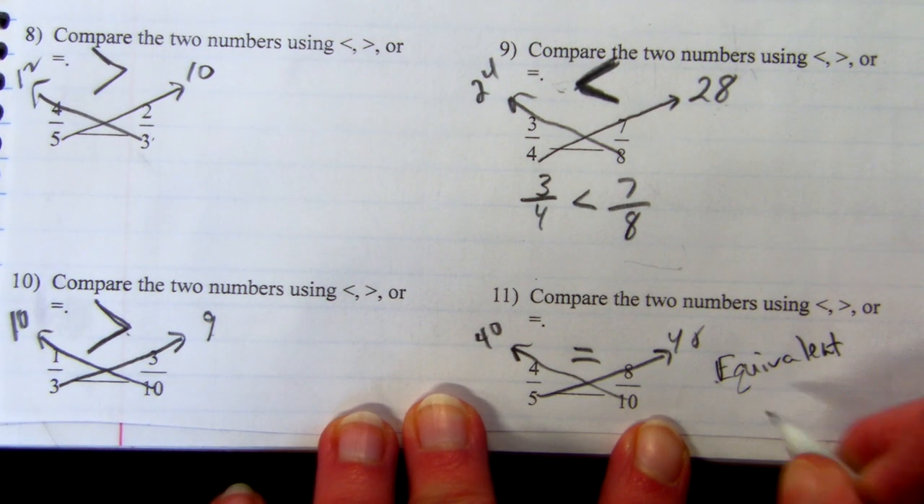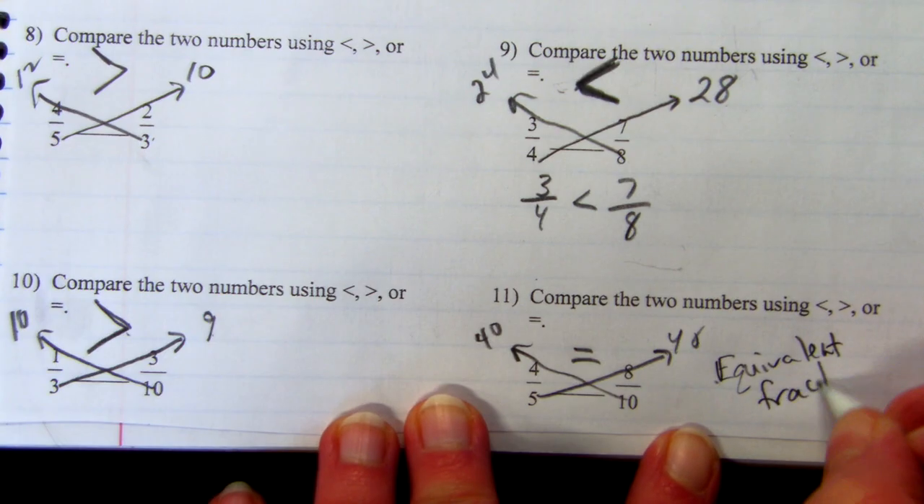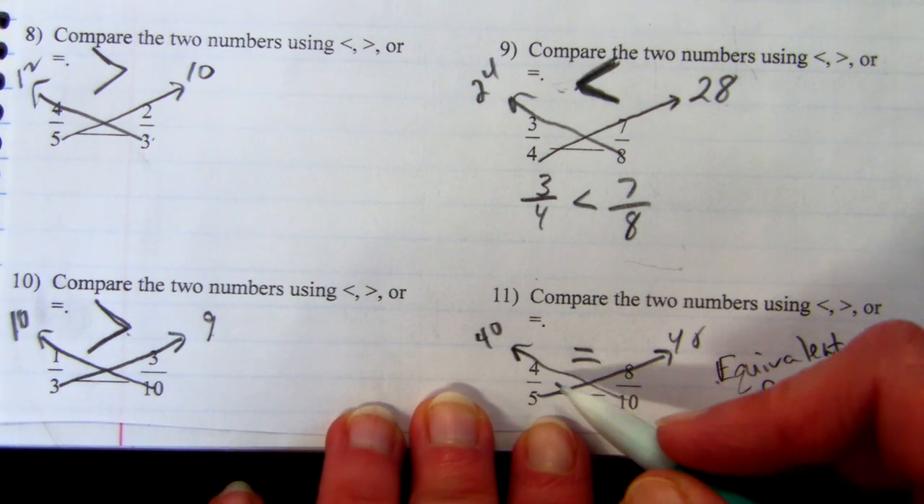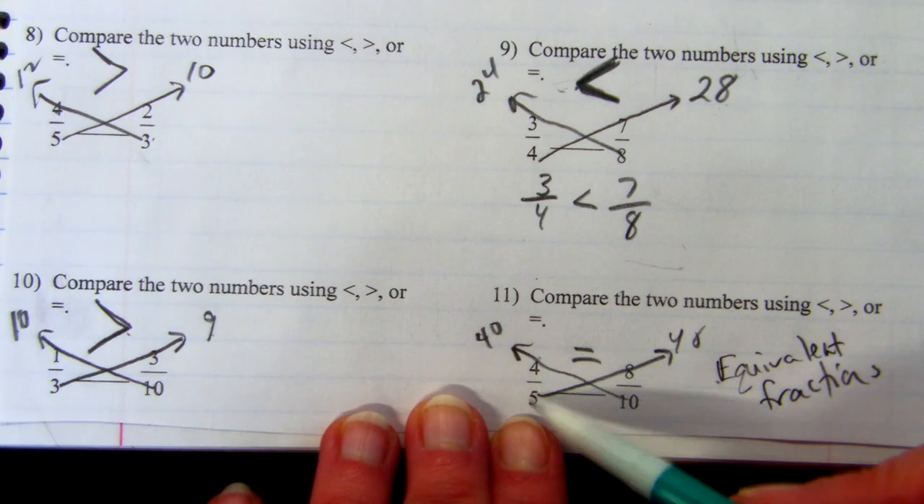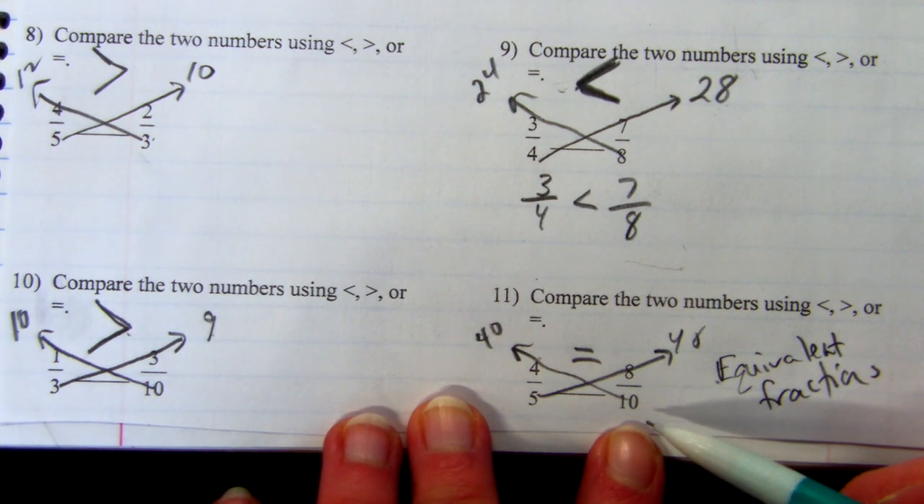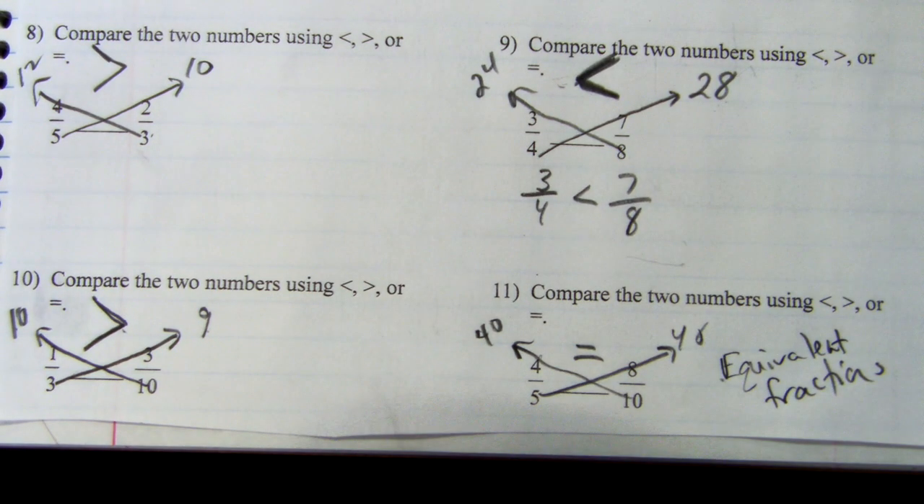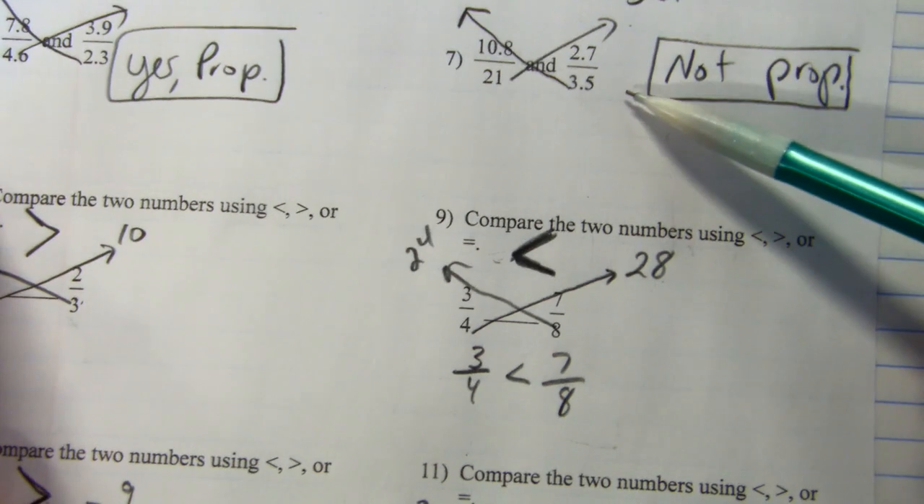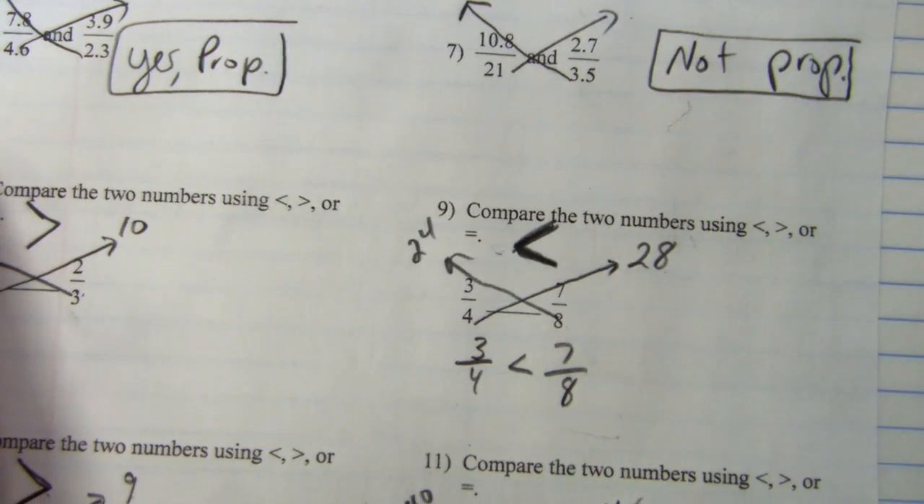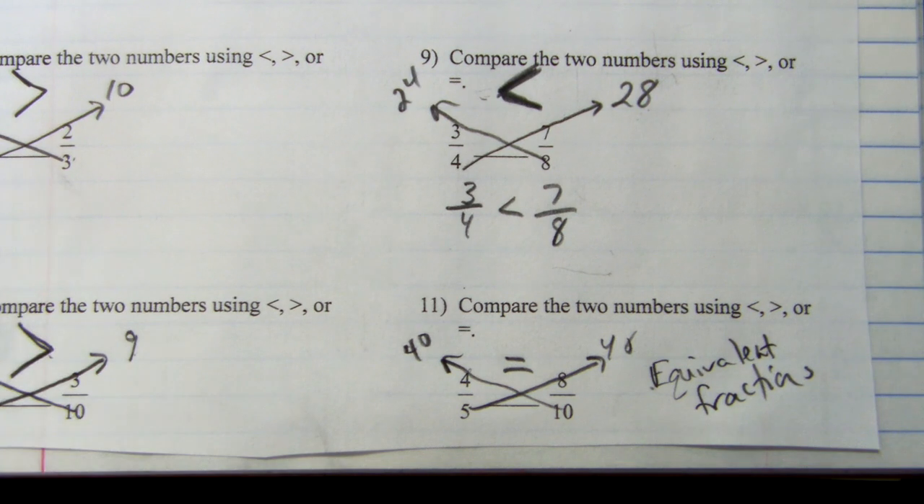You guys remember making equivalent fractions? You could look at this, and if you reduce 8/10, it would be 4/5, or if you multiplied 4/5 by 2 and 2, you get 8/10. So those are other ways. But think about the ones that have decimals in them. This is kind of a cool way to check things if you've got decimals and you're having to use a calculator.